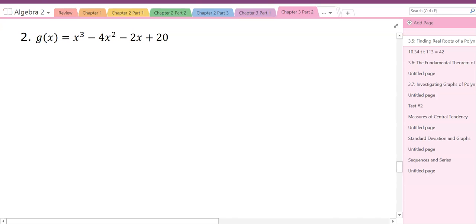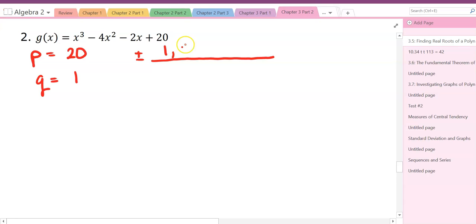So let's start again by listing out our P's and our Q's. What number is in the P spot? Good, 20. And in the Q? 1. All right, what numbers go into 20? A 1 does, right? 1 and 20 would go together. 2 and what number? 10.